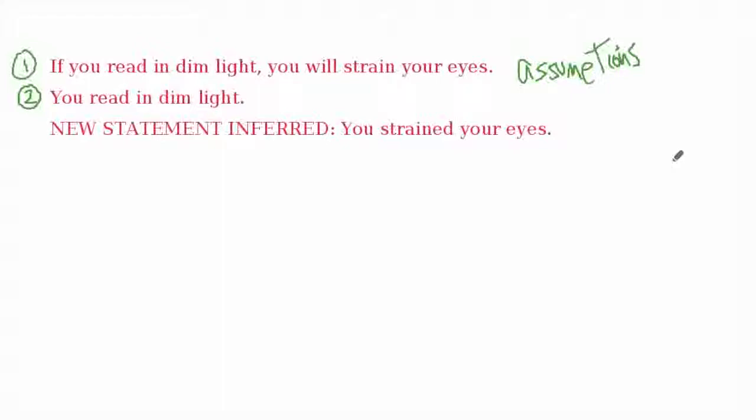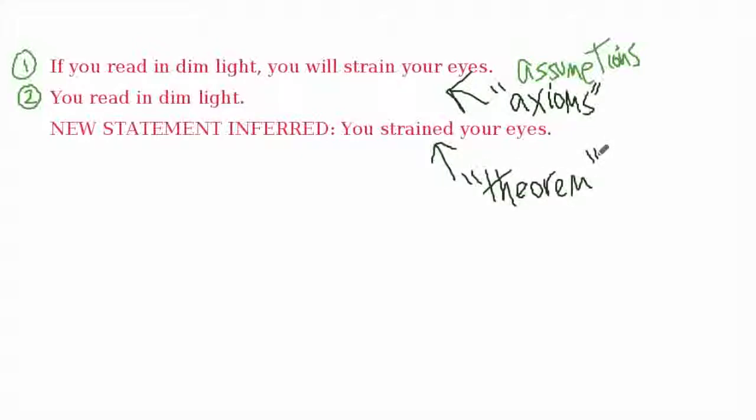Now, when you have a subject and you try to base everything on some set of assumptions, those assumptions are referred to by the fancy name axioms. Those are the foundational assumptions. Now when you infer new information, when you infer a new statement, like here we inferred that you strained your eyes, that's called a theorem.